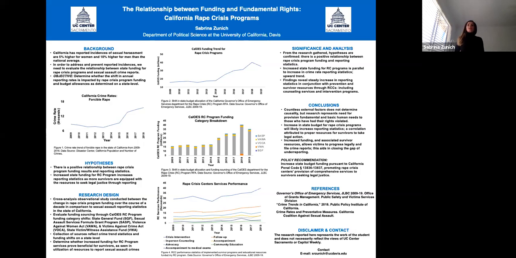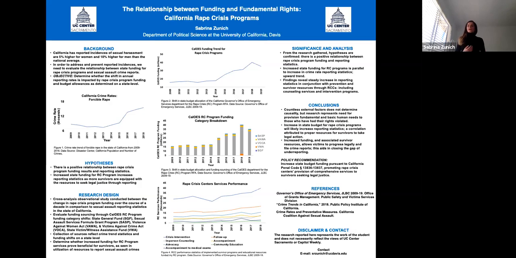I would like to note that there are countless external factors. This is a very difficult topic and you can't determine causality, but my findings do reveal there's a steady increase in reporting statistic rates over time in conjunction with the creation of comprehensive survivor resources. Therefore, there's a positive and direct relationship between RC program funding shifts and reporting statistics across the state.